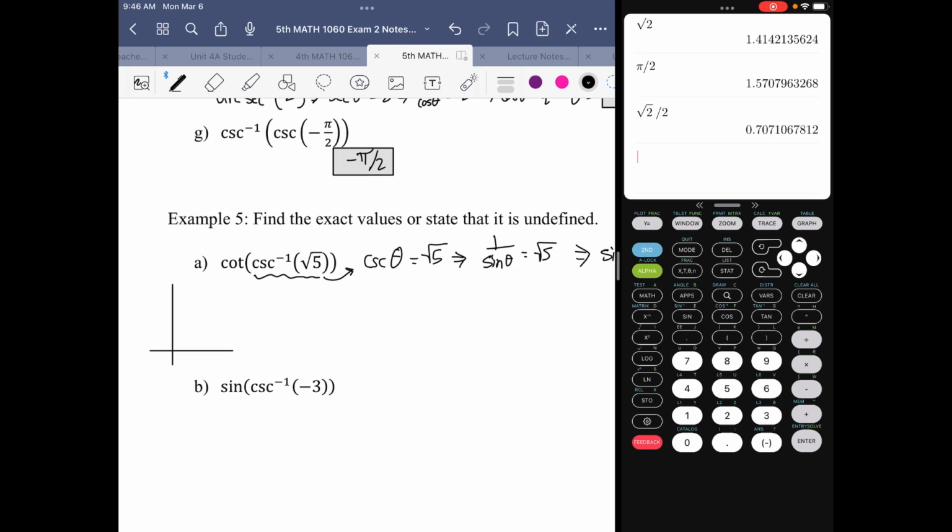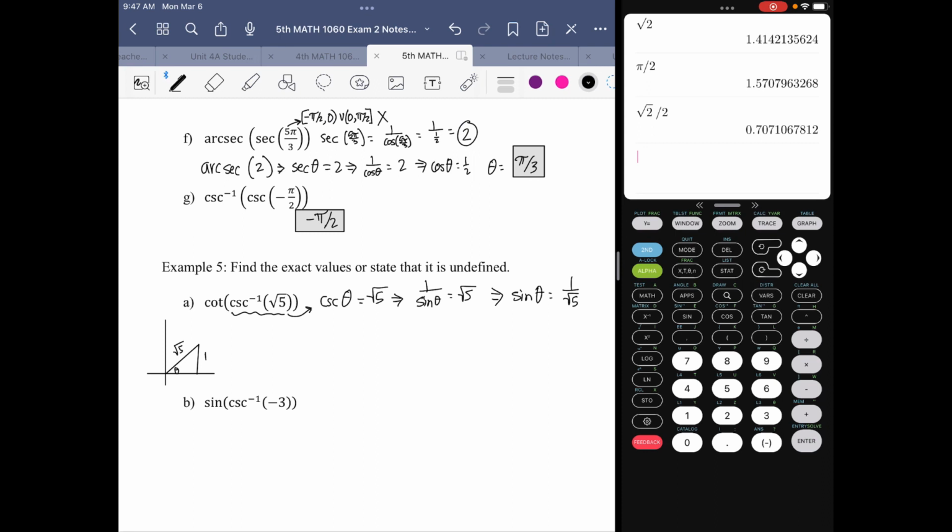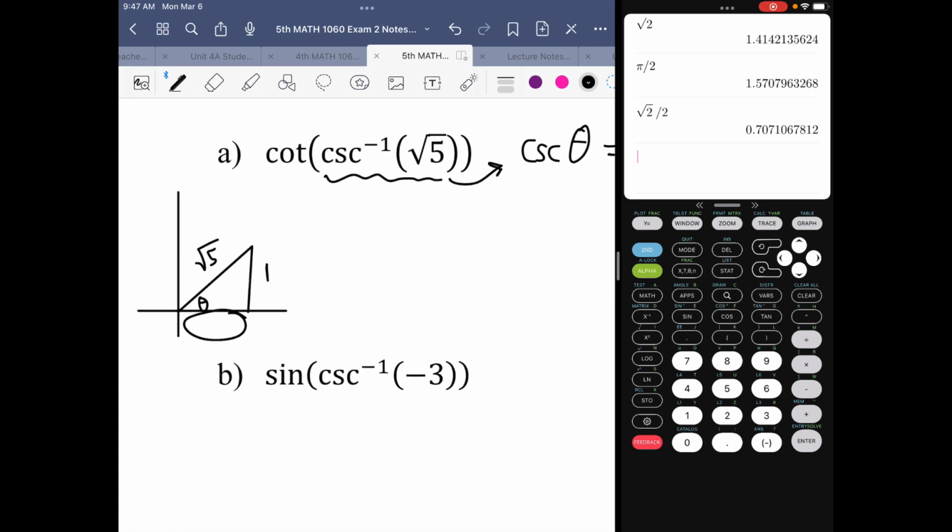Okay? So the reason that's important is now that when we're trying to draw our picture here, we have theta here, and our sine is now 1 over the square root of 5, which tells us square root of 5 is our hypotenuse. Okay? So if we want to find this side, it's actually 2. You guys can do the Pythagorean theorem and figure that out, but I promise it is.